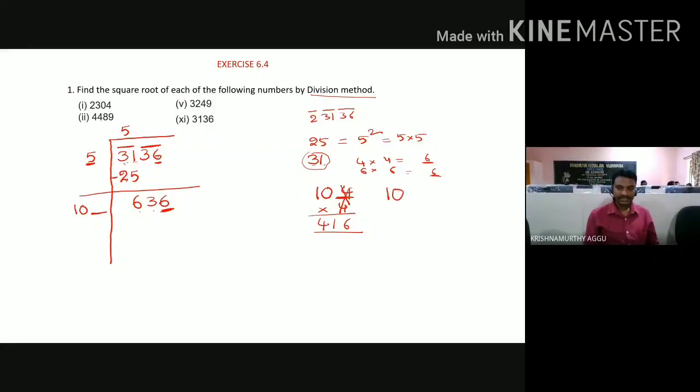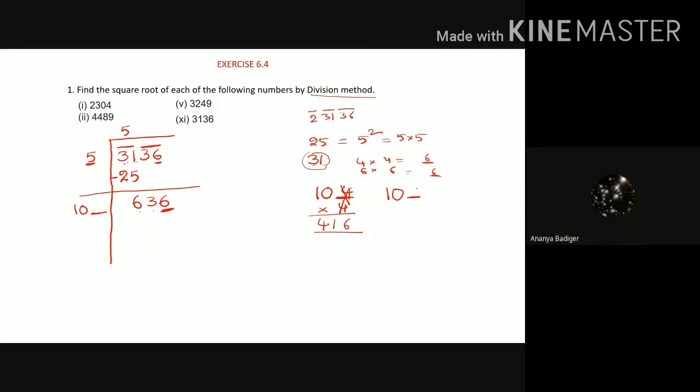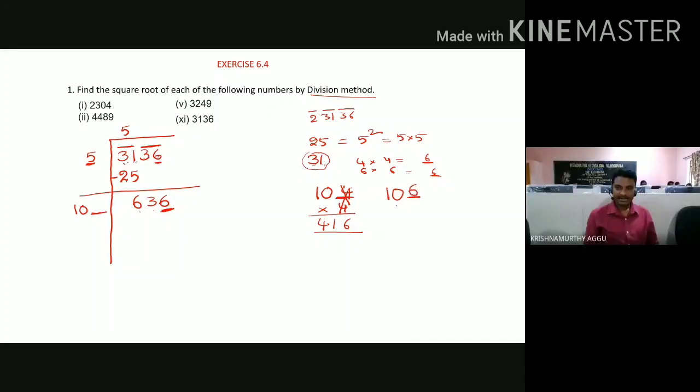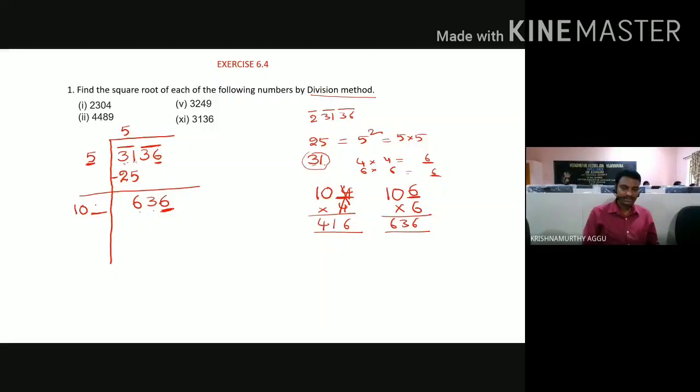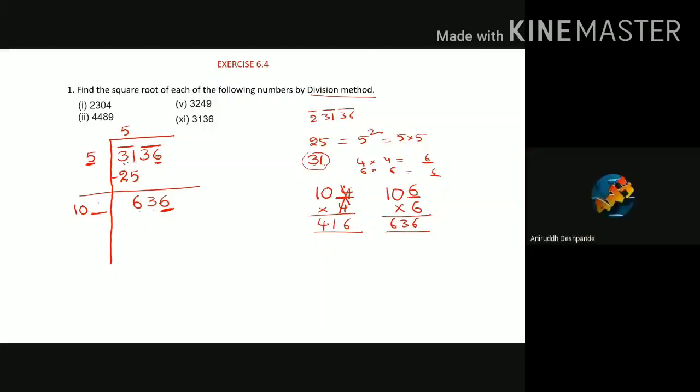Then what is the digit you have to keep? 6. If you are placing 6 here, with that 6 only you multiply. 6 into 100 is 600, 6 into 6 is 36. So the answer is 636. The same number you got, no? Yes, sir. So here in the blank, what is to be kept? 6, sir. 6 is to be kept.